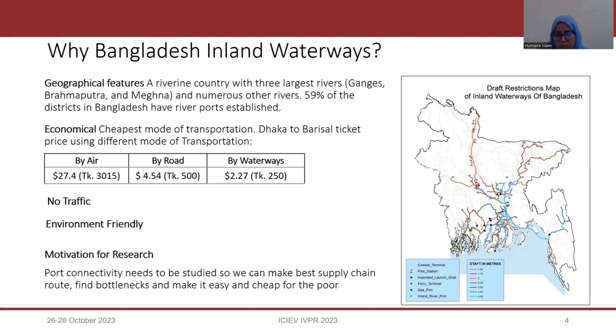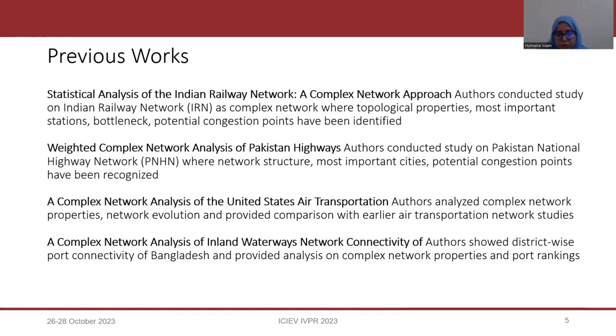Port connectivity needs to be studied for better surveillance and to understand the robustness of the network. Previously, many researchers have conducted studies on transportation networks using complex network analysis. In the statistical analysis of the Indian railway network, which is a complex network, topological properties were studied and the most important station bottlenecks have been identified. In the weighted complex network analysis of Pakistan highways, important cities and potential congestion points have been recognized, whereas in the analysis of the United States air transportation, comparison with previous transportation network studies is provided. And in the complex network analysis of inland waterways, network connectivity district-wise, and port connectivity properties of Bangladesh have been studied.